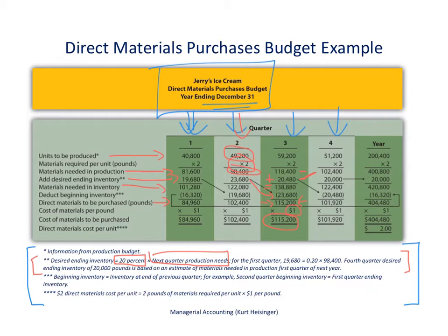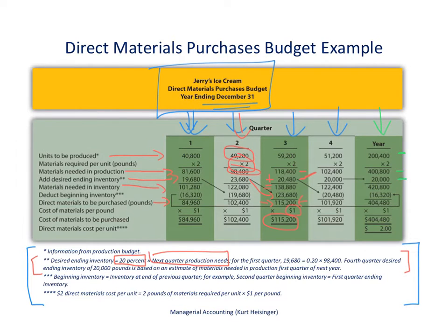One last thing to point out, just briefly, related to the very last column, and I go through this same concept when I talked about our production budget, so you can go take a look at that if you want a few more details on this. But the key is where do these numbers come from for the year? Well, the 400,800 comes from the 200,400, which is just a sum across quarters, times 2 pounds per unit. So it's 400,800 pounds of material needed in production for the year.